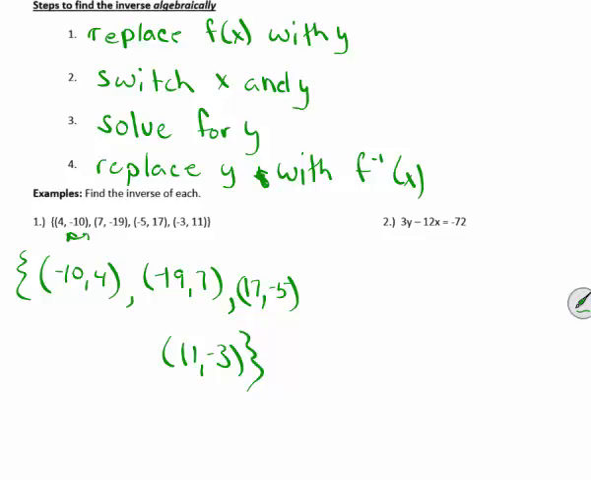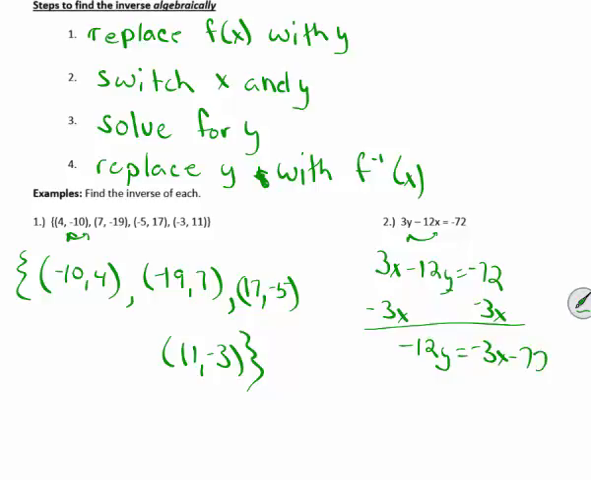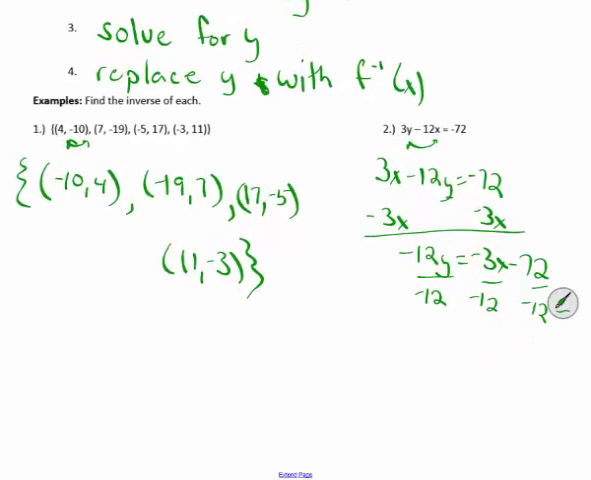So over here, we don't have to worry about replacing f of x because it's not in this particular problem. But what I'm going to do is change the x and the y position. So this is now going to be 3x minus 12y equals -72. Now I'm going to solve it. I want to get y all by itself. So I have to subtract 3x. So -12y equals -3x minus 72. Now I have to divide by -12. And the thing we have to remember is that I have to divide each piece by -12.